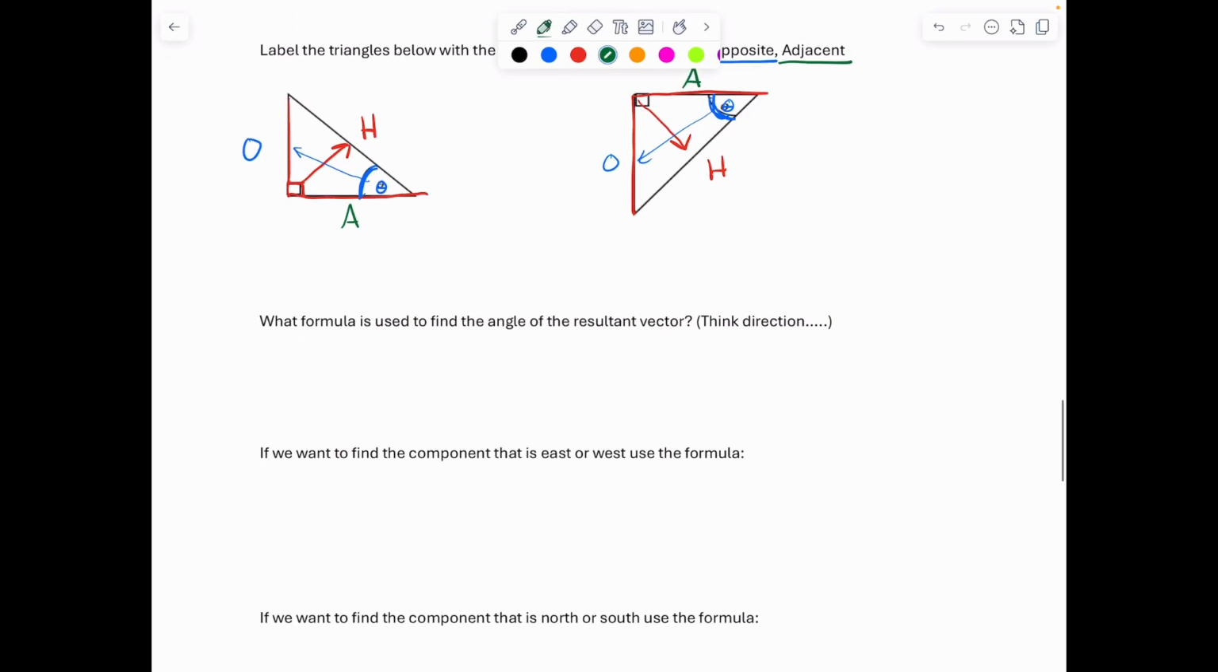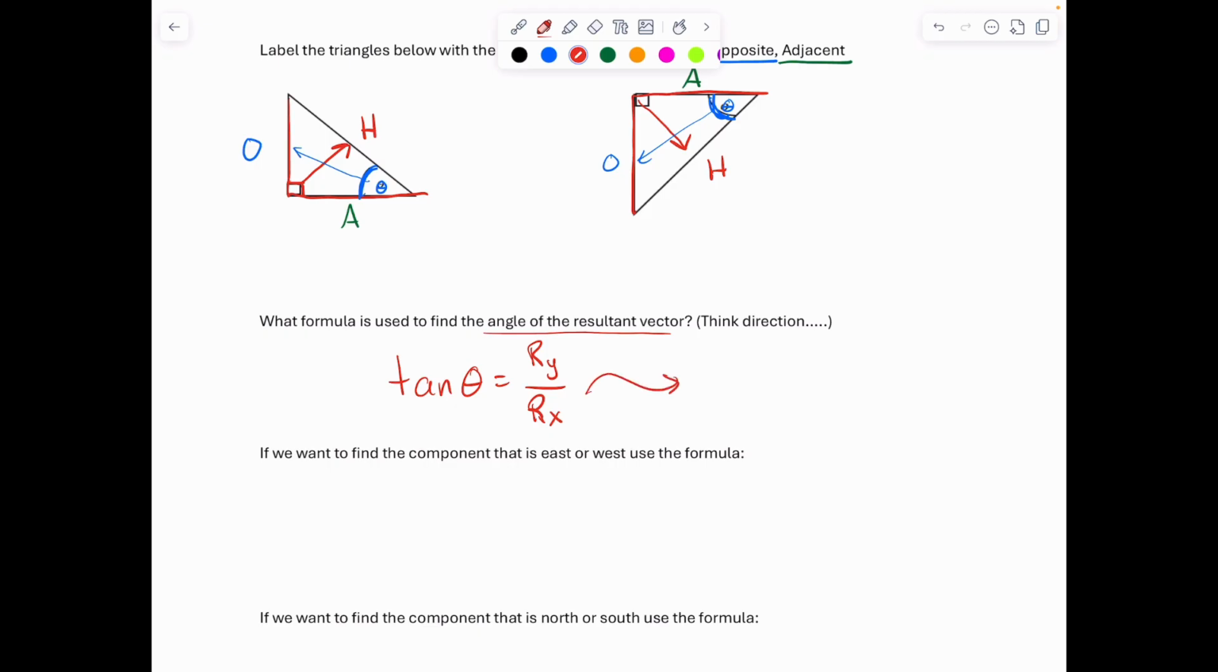If we want to find the angle of the resultant vector, then we want to use the tangent formula. And so we'd find the tangent of theta is equal to ry divided by rx. All right. And oftentimes when you do this, if you recall, you end up with a number.